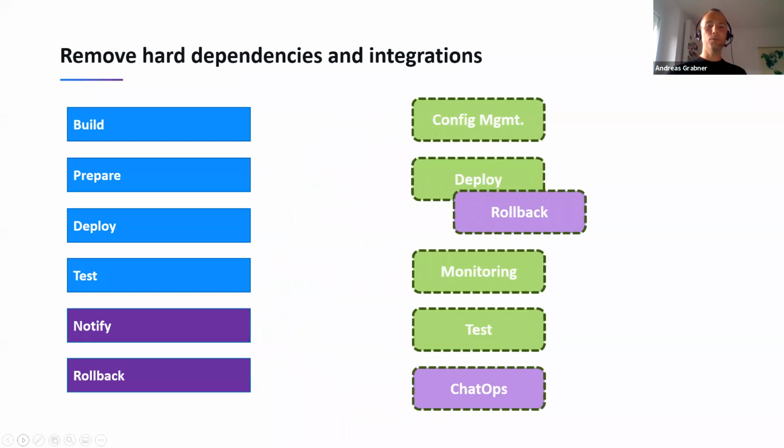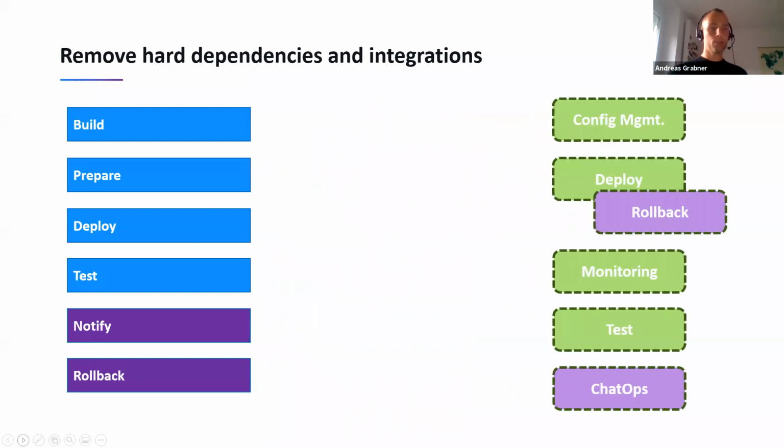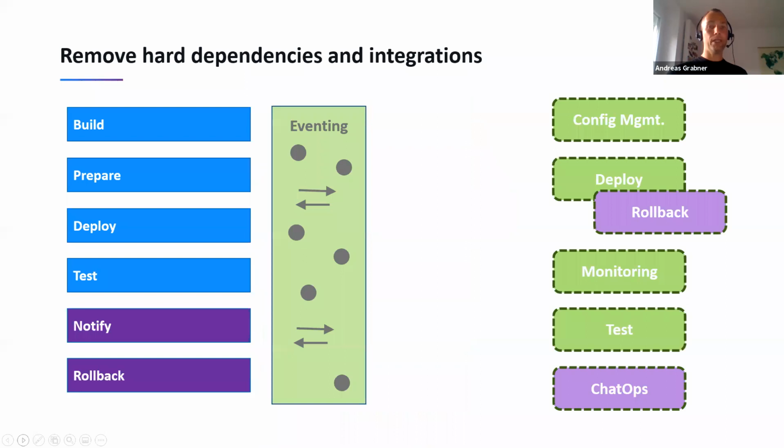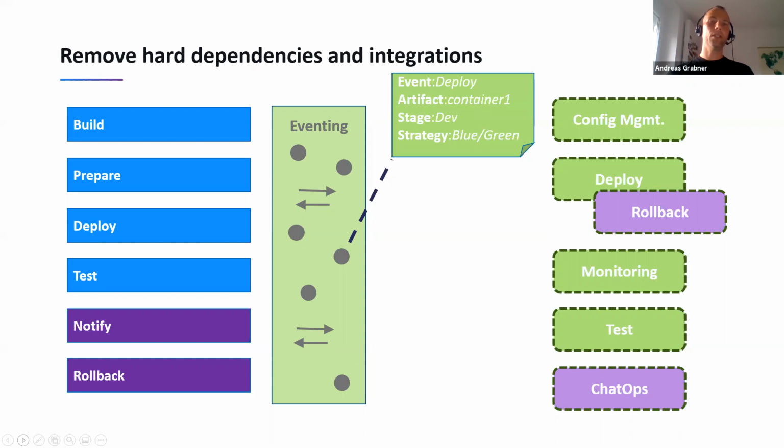So once we remove these building blocks and connect them not through a hard-coded spaghetti code control chain, but through eventing, then all of a sudden we have a clearly defined process: build, prepare, deploy, test, notify, rollback. But instead of having everything hard-coded, we use eventing to trigger the individual actions, and whoever can pick up that event and execute that action can execute it.